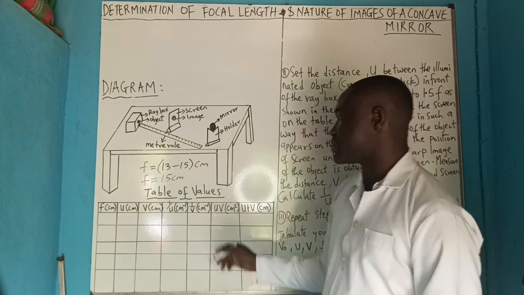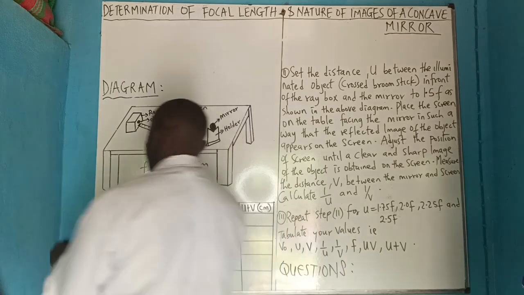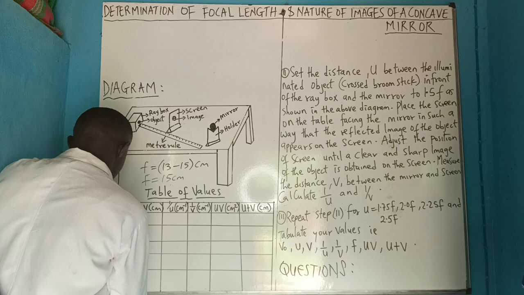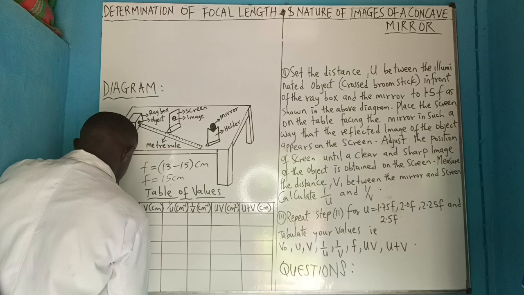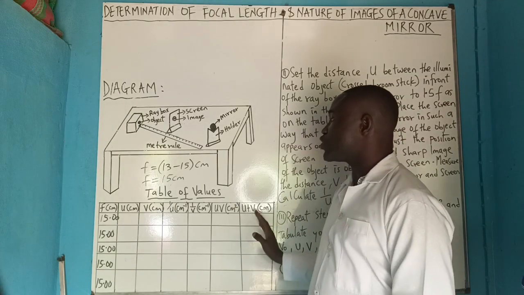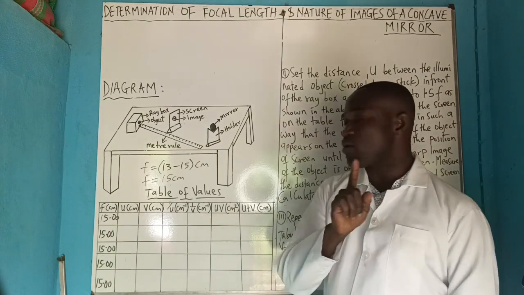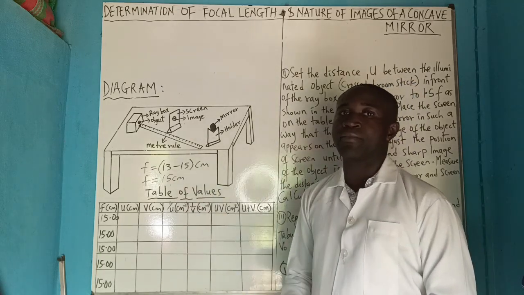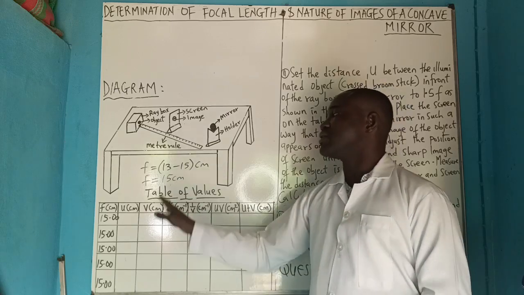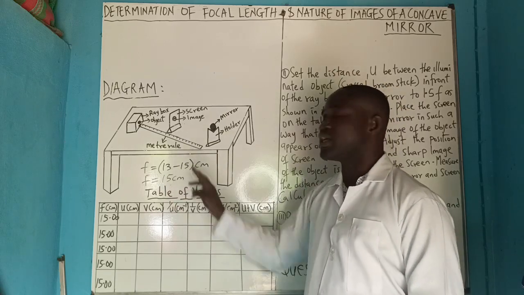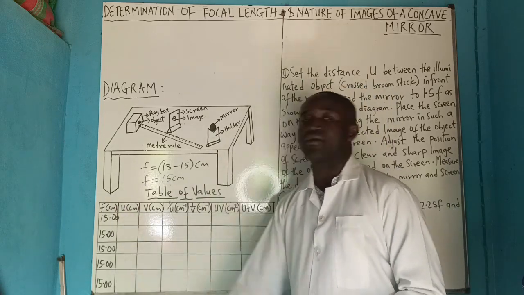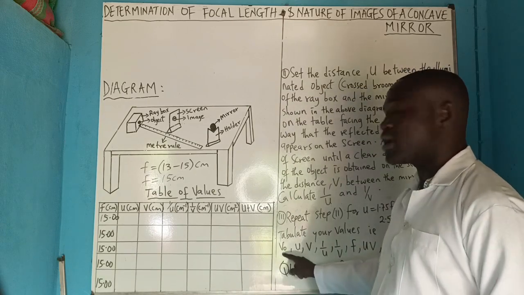So once we pick it, we'll write it here. 15.0. Okay, for us to get our table of values, remember we said that the focal length of a concave mirror ranges between 13 to 15 cm. And so we are taking any number between these two ranges. So we are taking f equals to 15 cm. We put it as our f here. That is our VO they make mention of.